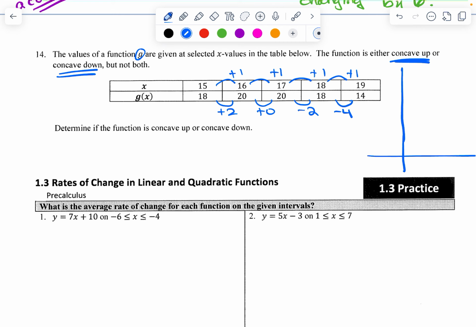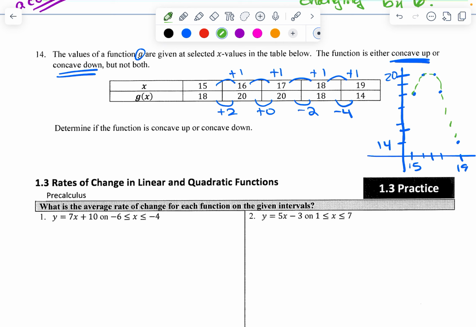Let's say the x values are 15, 16, 17, 18, 19, and let's say this last value was 14, just to see what's happening visually here. If I were to sketch this out, it would be 15 comma 18, 16 comma 20, 17 comma 20, 18 comma 18, and then 19 comma 14. Okay, this is kind of what we're looking at here, something like this.